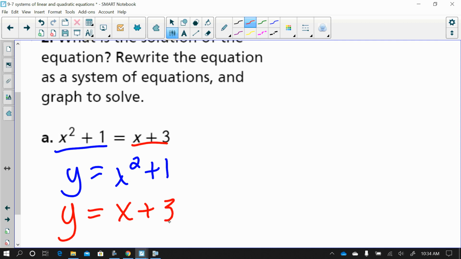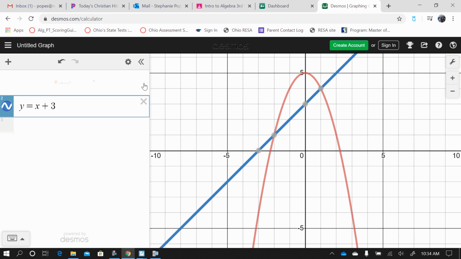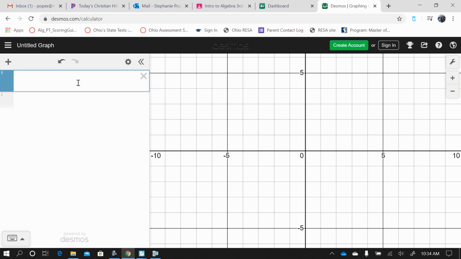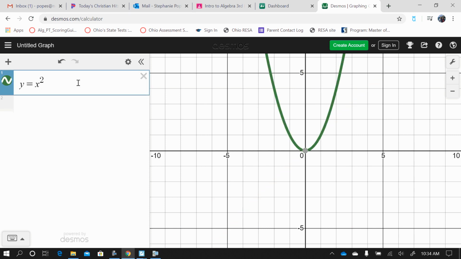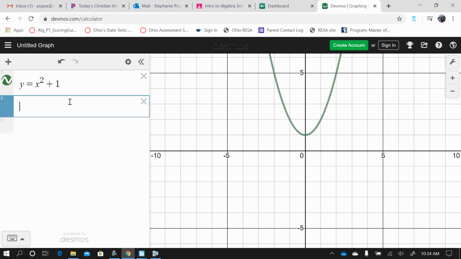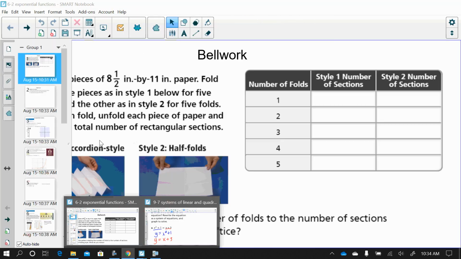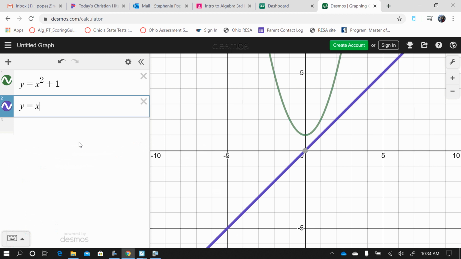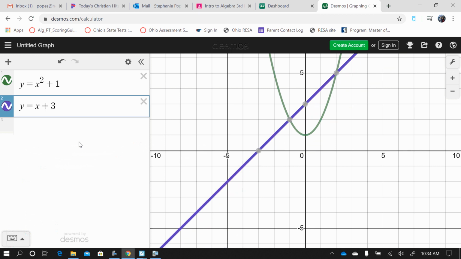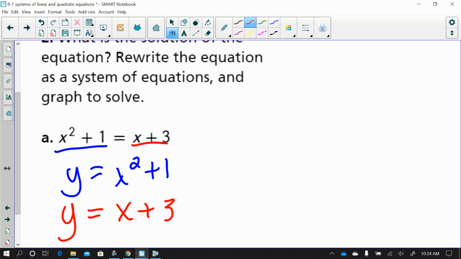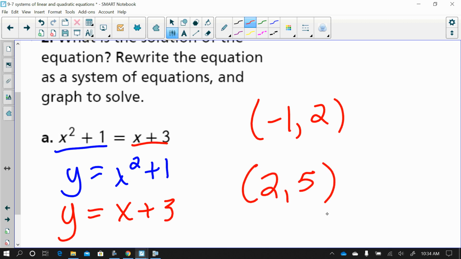From here, graphing calculator or Desmos. I'm going to go to Desmos just because it's easier to work with. So first equation, y equals x squared plus 1. And my second equation, y equals x plus 3. Oops, there we go. Click on the 2 spots. -1, 2 and 2, 5. So my solutions are -1, 2 and 2, 5. Easy peasy.